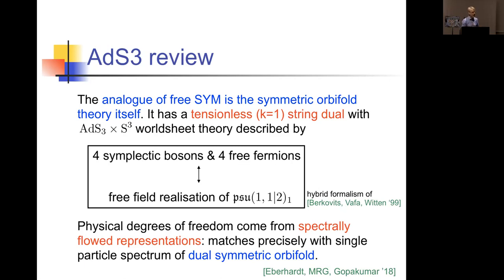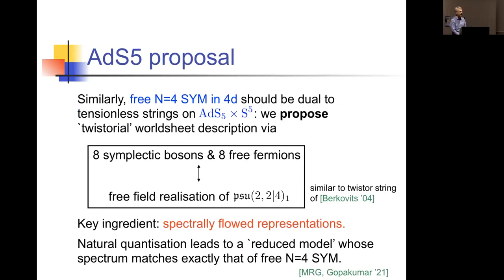Now, our proposal is that this is the right way to try to generalize to AdS5 x S5. More specifically, what we propose is that for the case of free N=4 super Yang-Mills, what characterizes the worldsheet theory is that it's the appropriate generalization of this free field theory for the case of AdS3 x S3. Namely, instead of having 4 symplectic bosons and 4 free fermions, you just double the degrees of freedom.